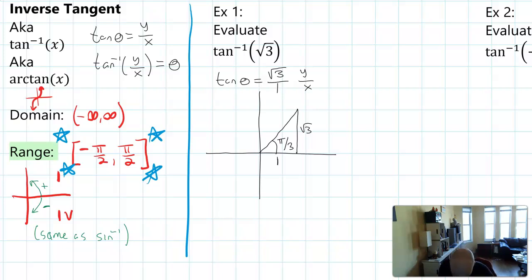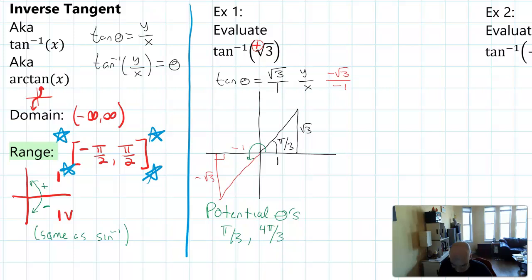But I know also that this is a positive root 3, so I could also have negative root 3 over negative 1 and get the same result. So there's also a candidate answer down here in this quadrant, where I have negative root 3 and negative 1. So the two potential answers, or candidate answers, the two potential thetas are pi over 3, and this one would be 4 pi over 3, the two answers that I could have.